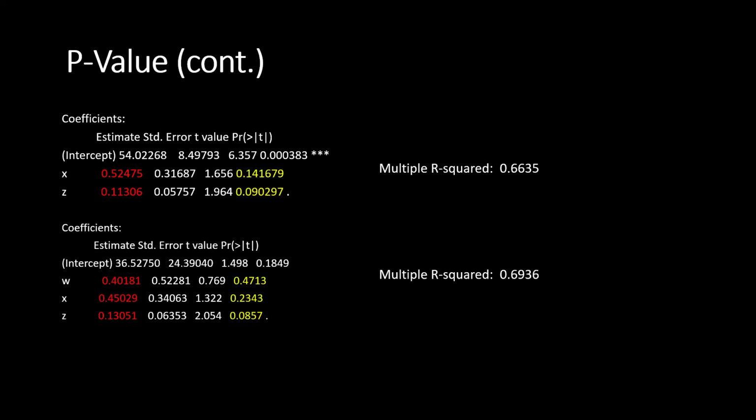So as you can see in the top model, we only have 2 independent variables, and in the bottom model, we have 3 independent variables. And in each instance, we have a different multiple R-squared value. And in each instance, the p-value of the independent variables shifts depending on the inclusion of other independent variables within the model.